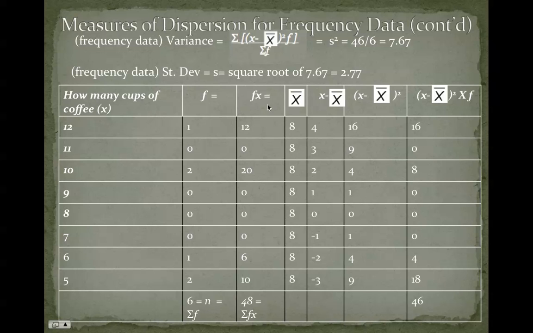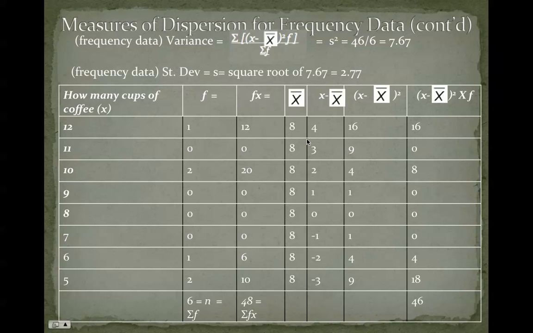And then the column here is Fx, which is simply F times x. It's just 12 times 1 equals 12. So what this gives me is the total number of cups of coffee. So 0 times 11 is 0. 2 times 10 is 20. 0 times 9 is 0. 0 times 8 is 0. 0 times 7 is 0. 1 times 6 gives us 6 cups of coffee. 2 people had 5 cups of coffee, which gives us 10 cups of coffee total. So if we sum fx, that gives us 48. So sum of fx is 48.